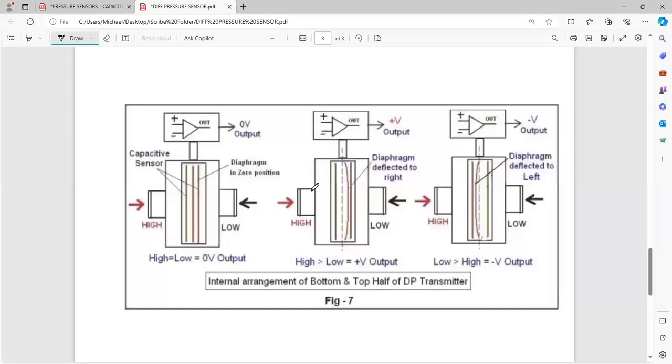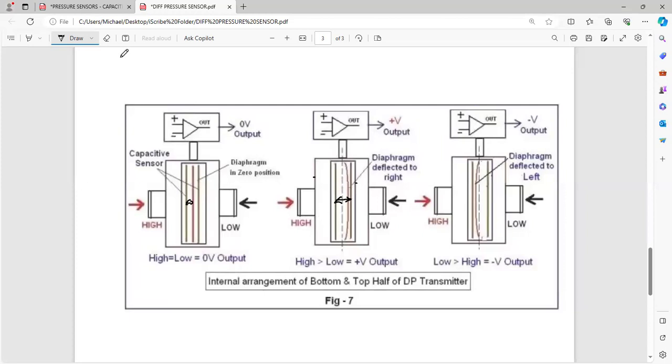Likewise, you can have the higher side having more pressure than your lower side. In which case, the diaphragm is going to be deflected, as you can see here, from the original position. Whatever the distance which is over here has now increased. And therefore, the capacitance over here would have decreased. When the distance between both the plates has increased, the capacitance would have decreased, isn't it?